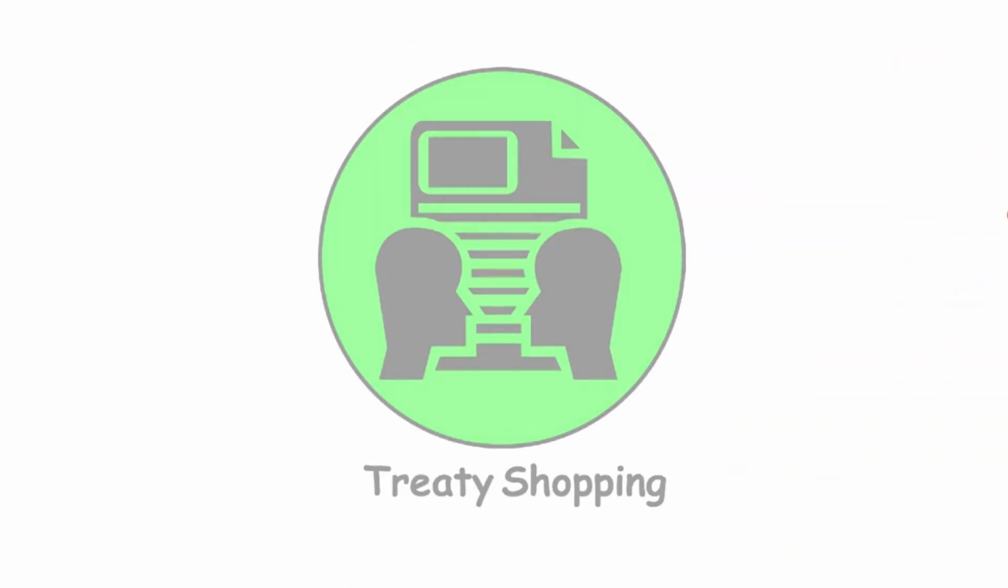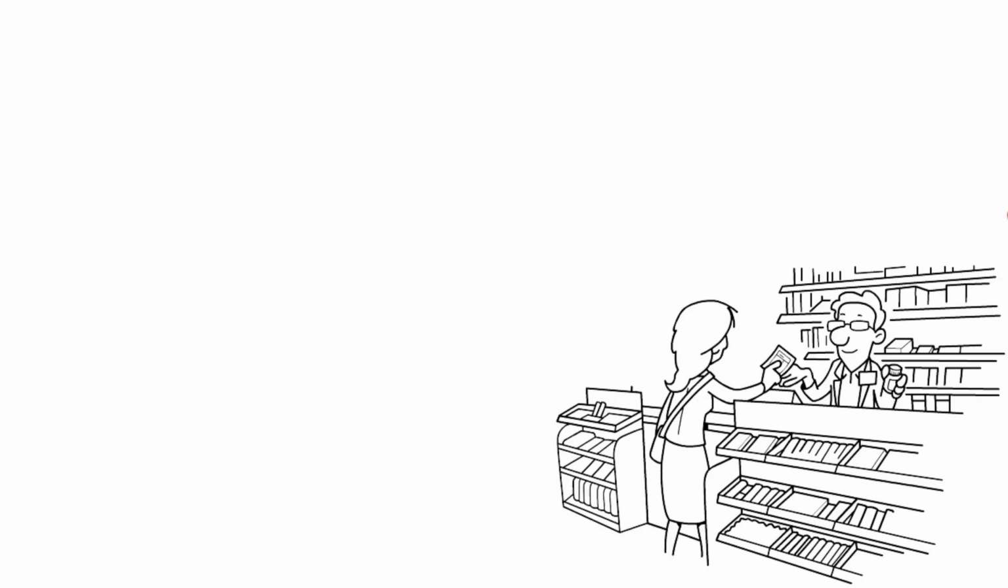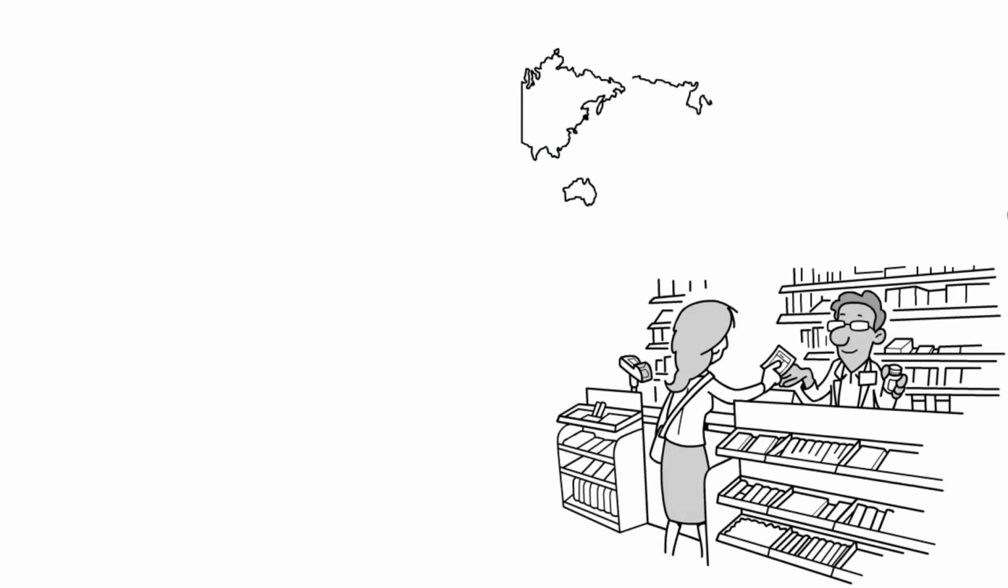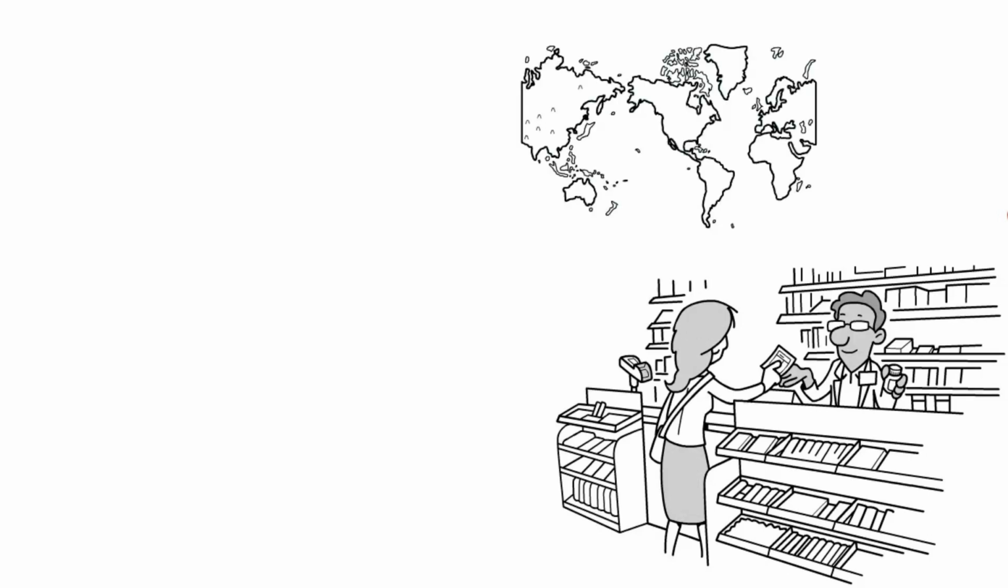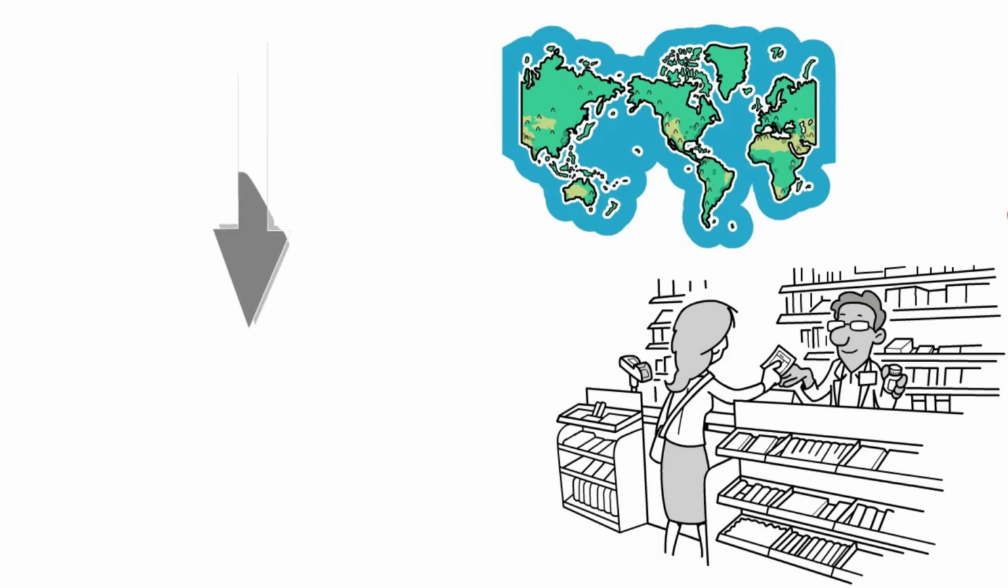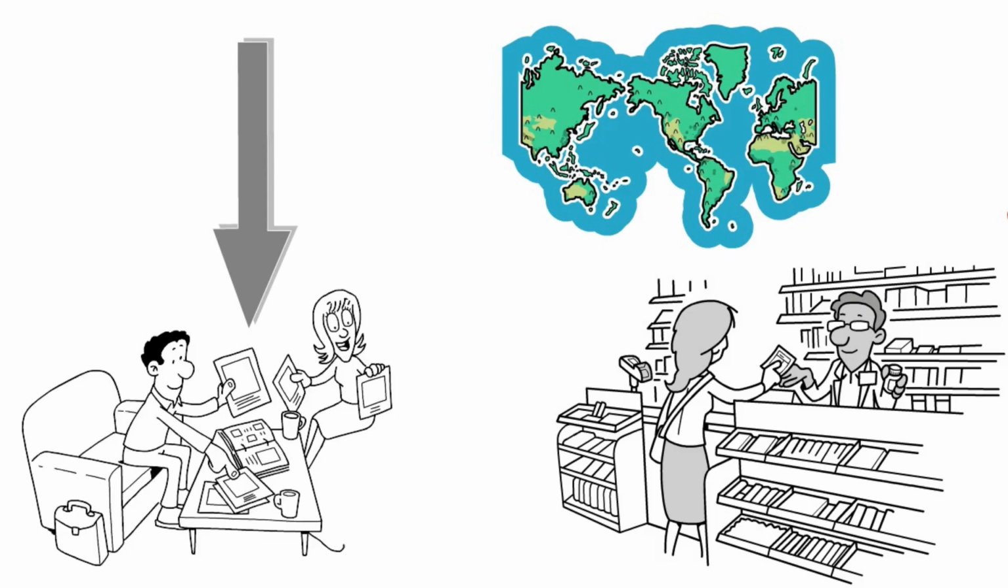This can be used for legitimate business reasons, but is also exploited for tax planning to shift profits to low-tax jurisdictions. Treaty shopping. Treaty shopping involves structuring transactions or establishing entities in a particular jurisdiction to take advantage of favorable tax treaties between countries.